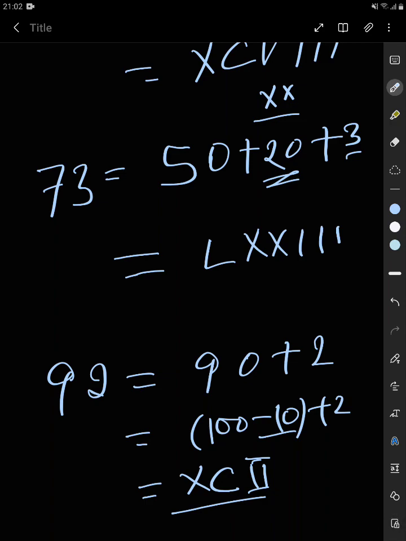I think you got the point and got the ways to calculate and find how any number can be written in Roman numerals.